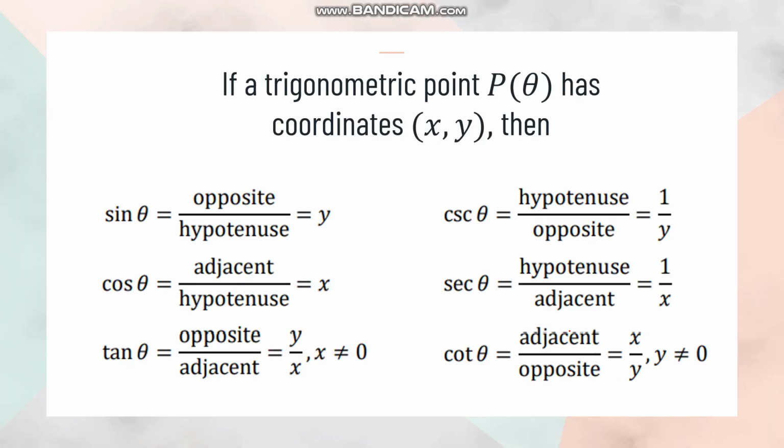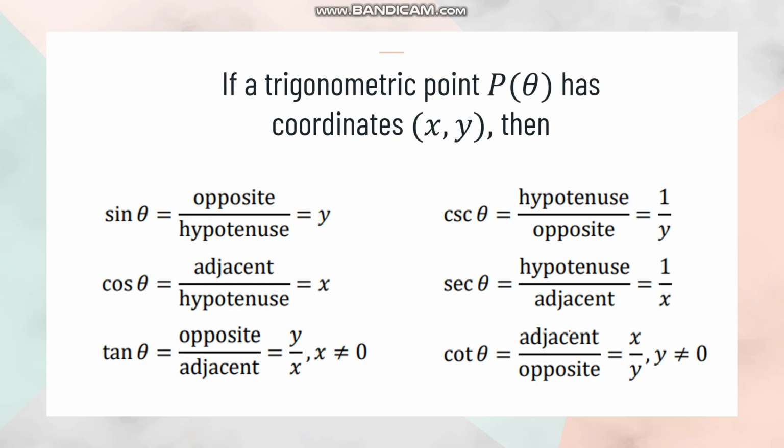So, given that the trigonometric point or terminal point is given, which is P of theta, and it has coordinates x, y, then we can solve for the rest of the trigonometric ratios using the following. So again, sine of theta is just equal to the y coordinate of the point. Cosine theta is the x coordinate. Tangent theta is y over x.